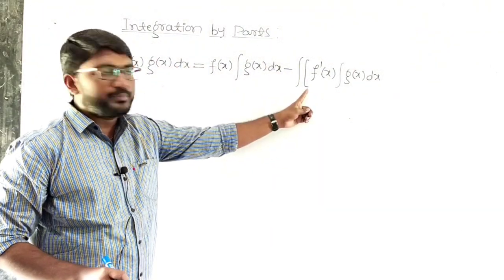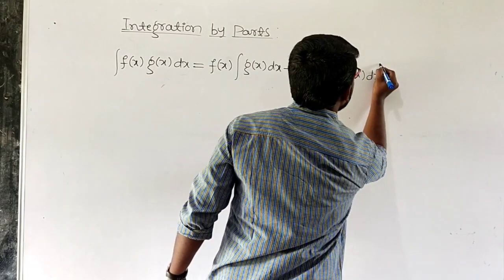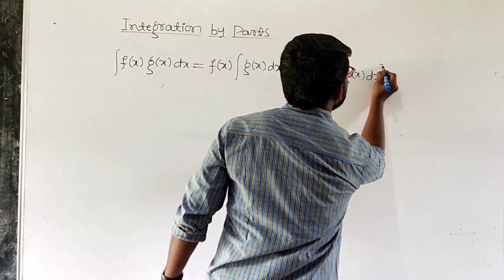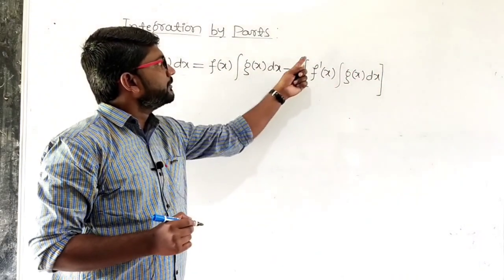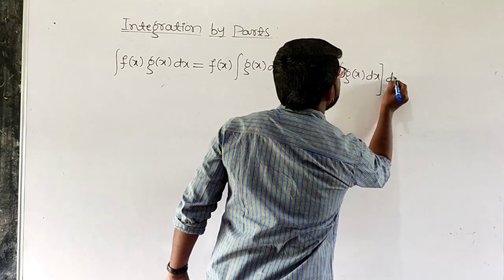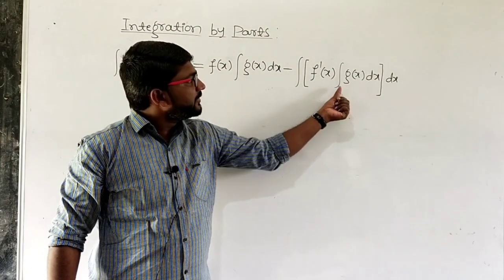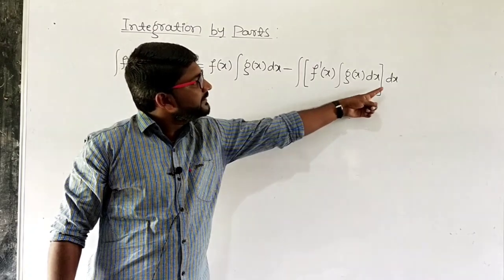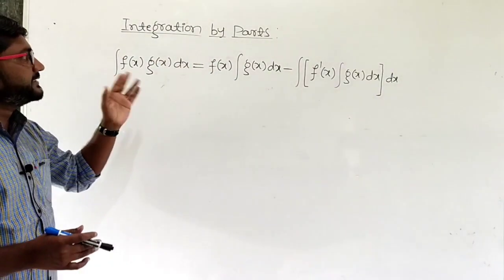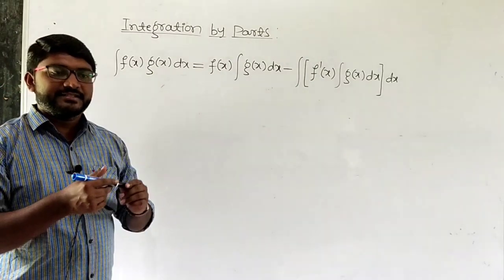So here we have opened the bracket, and here we have to close the bracket. So I am closing the bracket, and we have one more integral sign here. For this we have to write dx at the end. See here, this dx is for this particular integral, and the outer dx, or the main dx, is for this integral. So this is the standard formula for integration by parts. So let us consider an example problem.